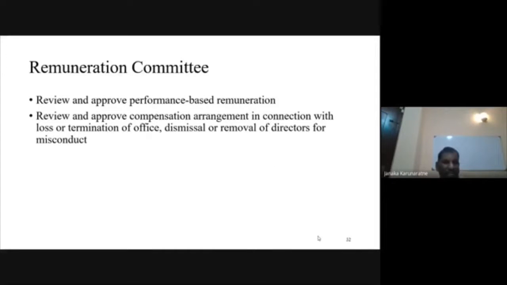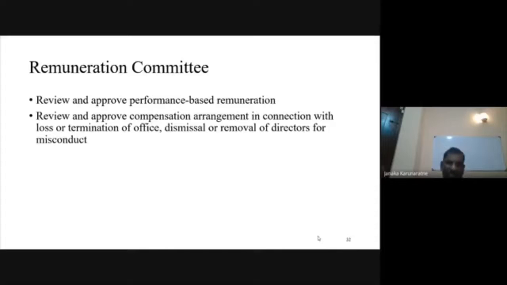Once it is set, it is very important to review and approve the performance-based remuneration, especially of the executive directors and the senior management, to see whether the people have performed up to the standard, whether they are eligible for the same remuneration, or whether it needs to be increased or decreased, so that the executive directors and especially the senior management conduct their work as per the expected standards. So that reviewing process is very important to maintain the remuneration at the right level.